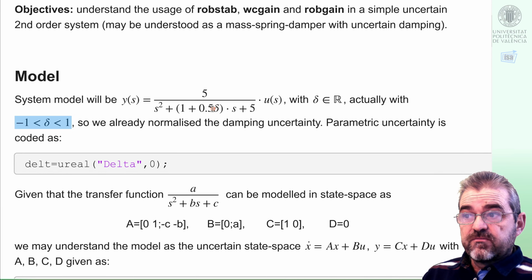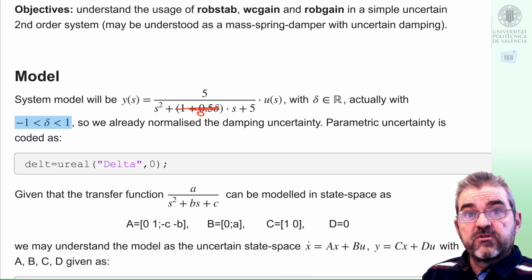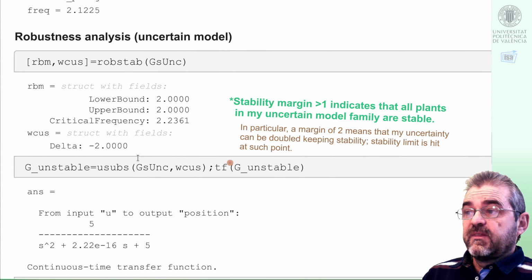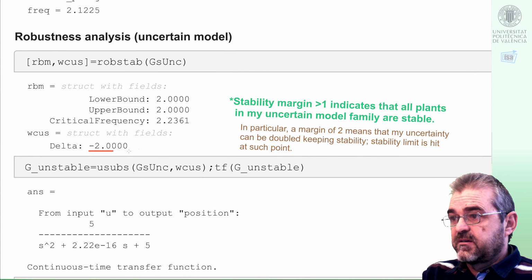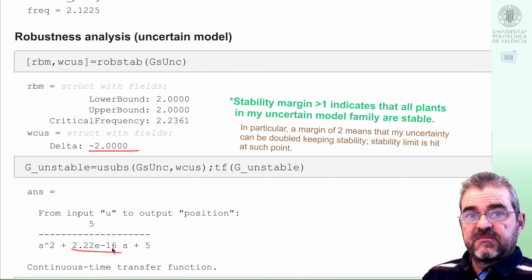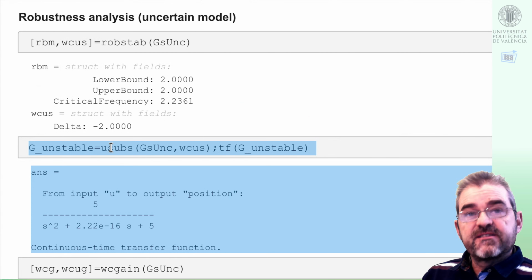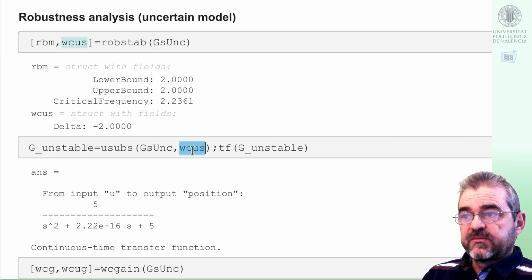Indeed, if delta is -2, then this coefficient will be 0, and we will have a marginally stable second-order system with no damping, and this is exactly what we obtain here. With delta -2, we get this 0 coefficient in our transfer function, so this is a stability limit, but as the margin is greater than 1 it means that all our plants are stable. We have used the uncertainty substitution command so that in this uncertain model we substitute delta with the worst case uncertainty output of robstab.